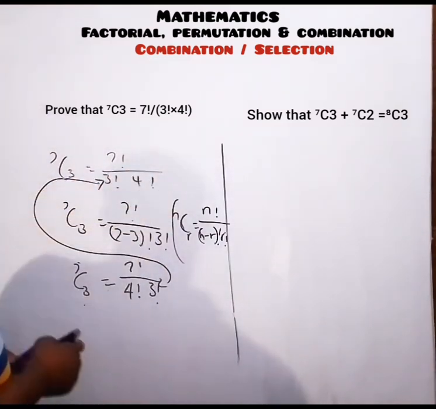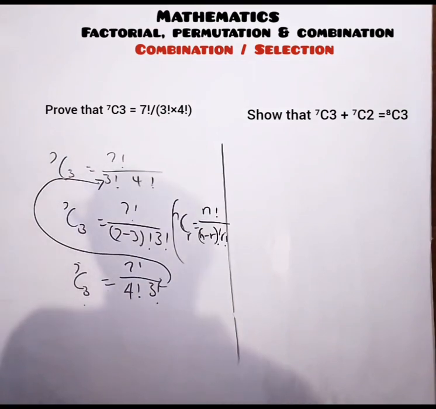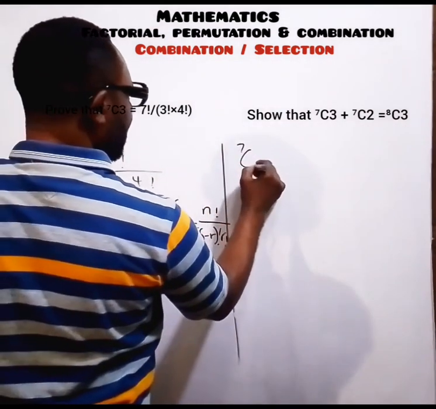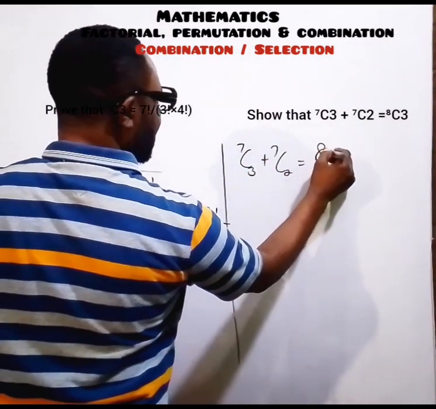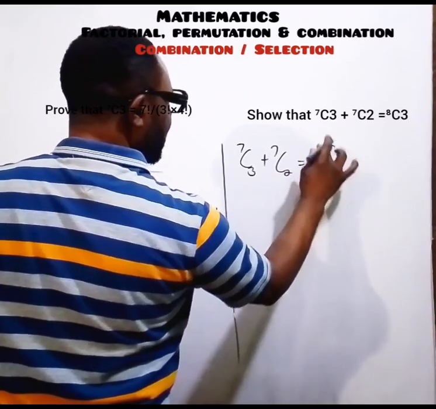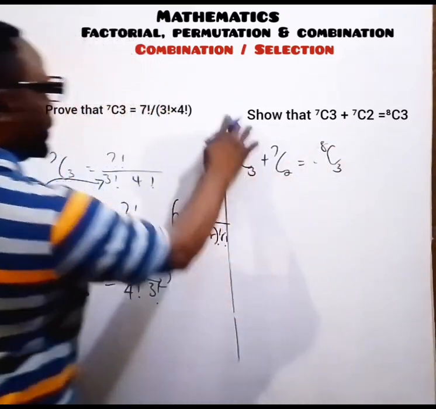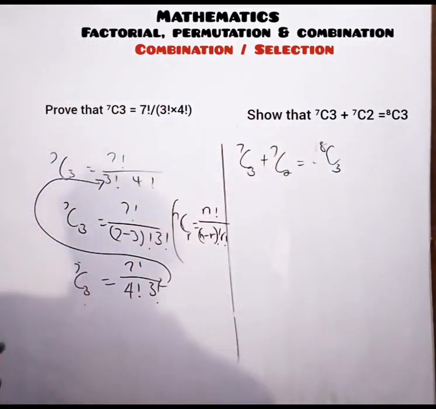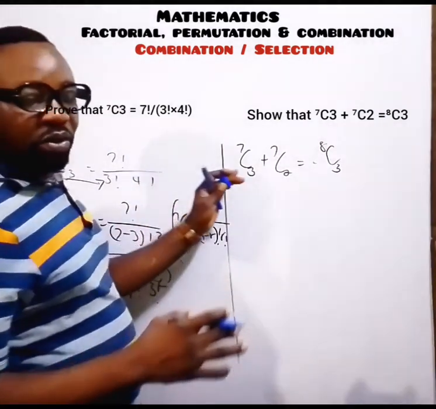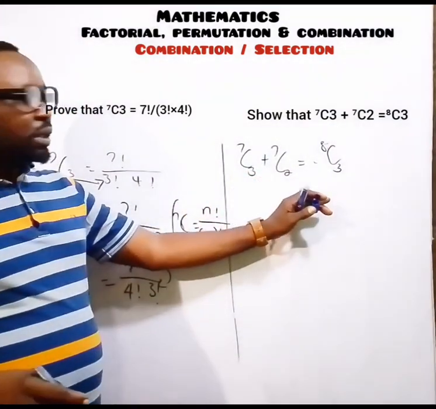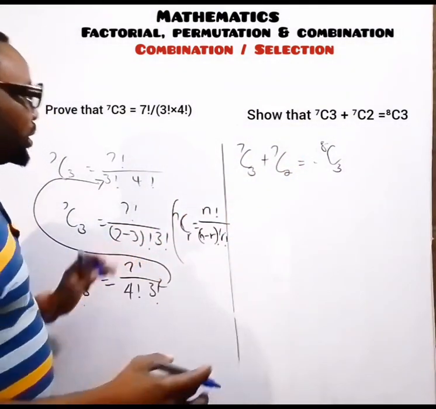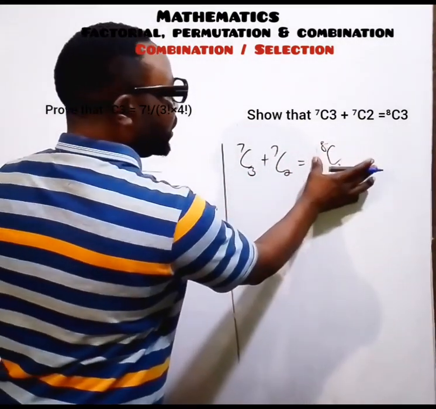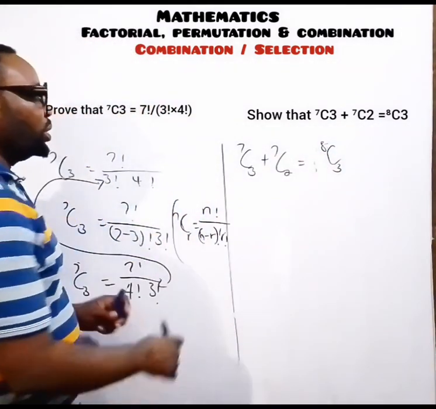Now, the next question says that we should show that 7 combination 3 plus 7 combination 2 is equal to 8 combination 3, as we have it here. What we need to do is to solve out the value of 7 combination 3 plus 7 combination 2. Let's try to solve that. Then we'll also look for the value of 8 combination 3.